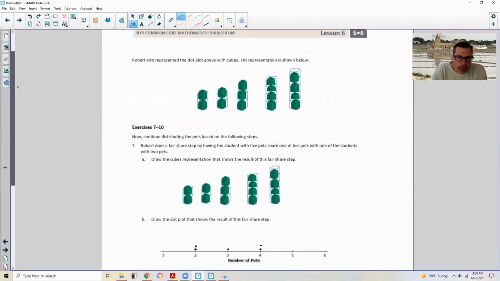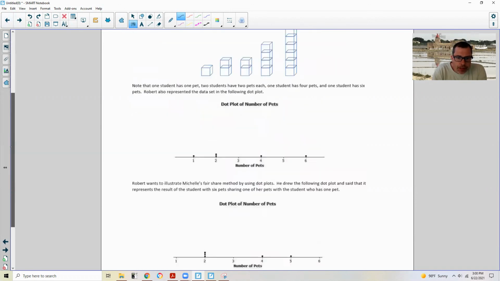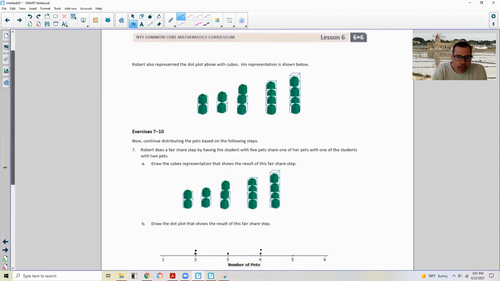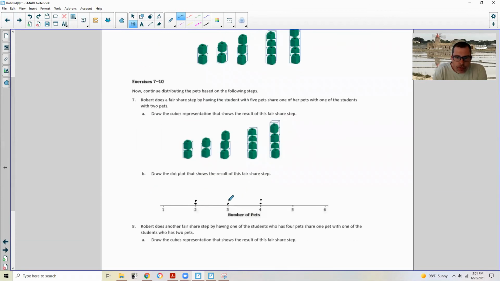So the dot plot, notice what's happening here. We had a 1, we had 2 2s, we had a 4 and a 6. The 6 moved to 5 going to the 1, and the 1 that came from 6 came to 2, making this here. We had 3 0 1 1. And now we have 2 3 2.